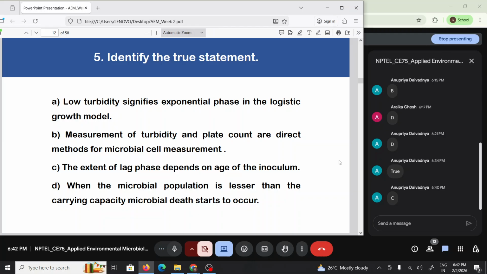Thank you. So yes, we'll see the answer for this question now. Low turbidity signifies exponential phase in logistic growth model. This statement has multiple aspects that we have to see. One is about the logistic growth model that we saw in the previous question. In logistic growth model, we talk about a logarithmic or exponential growth. Obviously, that is what the logistic growth model is. And as I explained a few minutes back, we measure microbial growth based on turbidity.